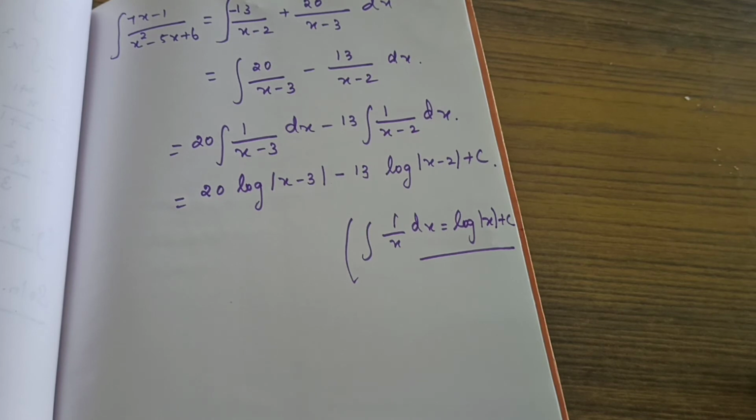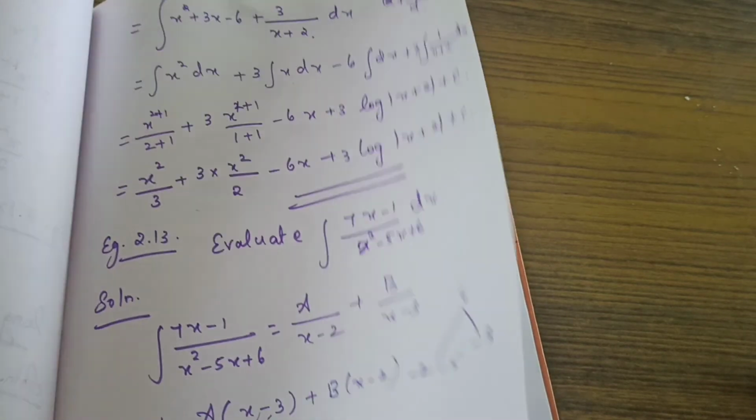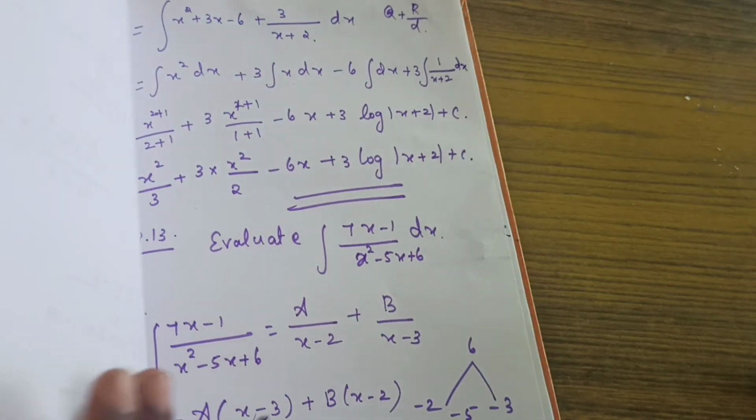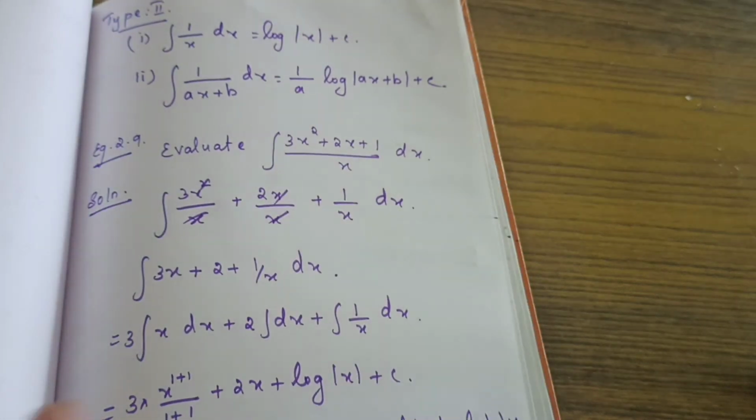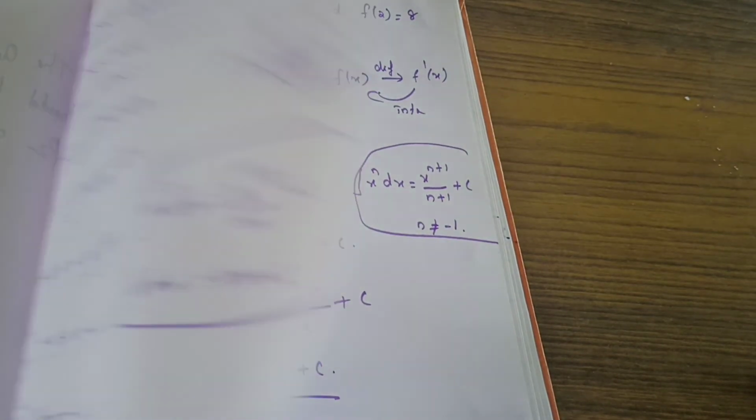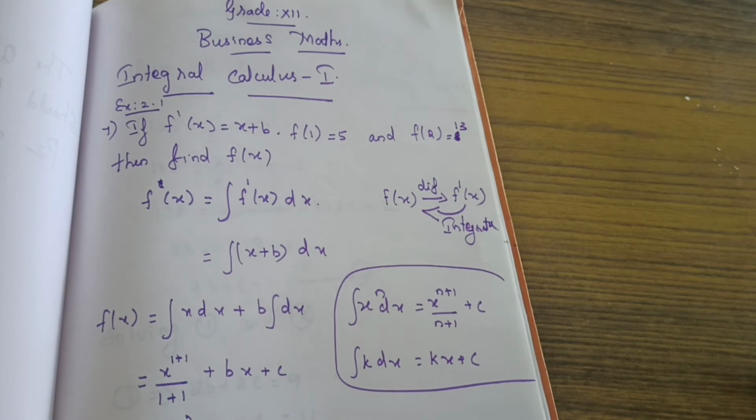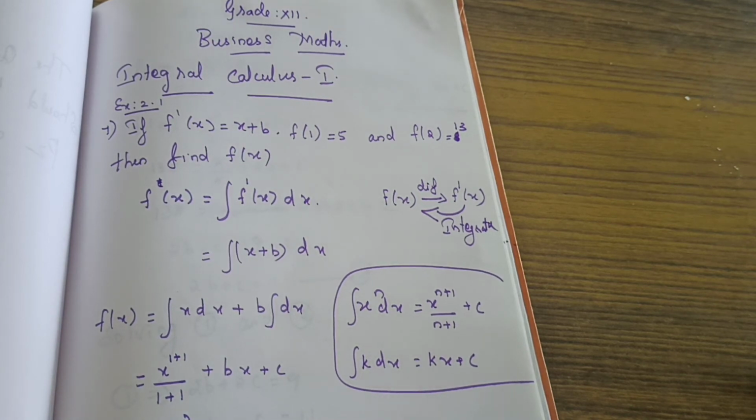Understand students? Okay. Then from the next example, example 2.14, we will see in the next class. So let us recall today's portion. Today I have completed the last section, that is exercise 2.1 problem numbers 7 and 8. When you differentiate you will get f dash of x, and when you integrate you will get f of x. That we have completed.